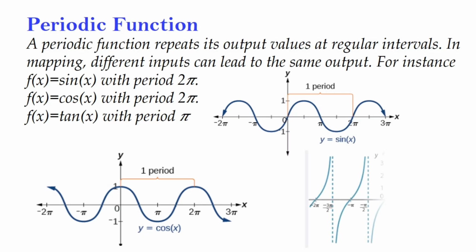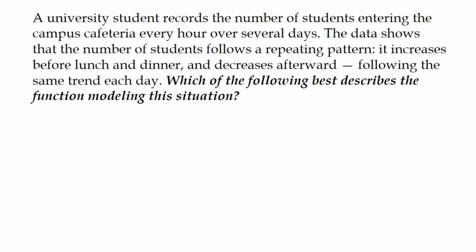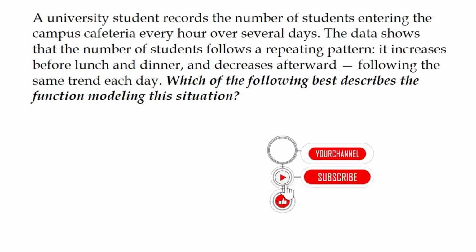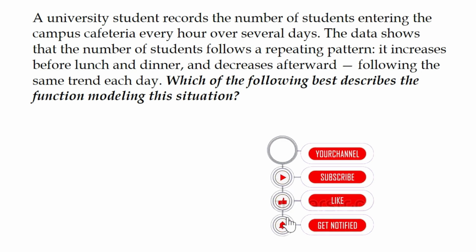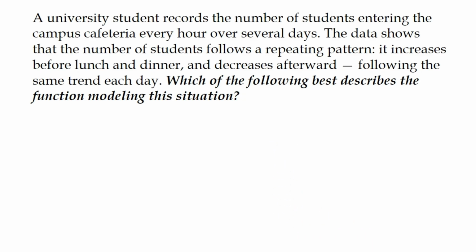tan x with period π. A university student records the number of students entering the campus cafeteria every hour over several days. The data shows that the number of students follows a repeating pattern. It increases before lunch and dinner and decreases afterward, following the same trend each day. Which of the following best describes the function modeling this situation? This scenario reflects a function whose outputs repeat at regular time intervals, capturing the essence of a periodic function.